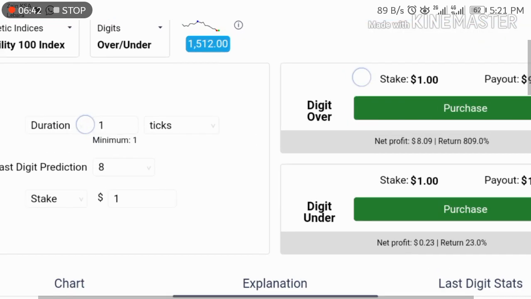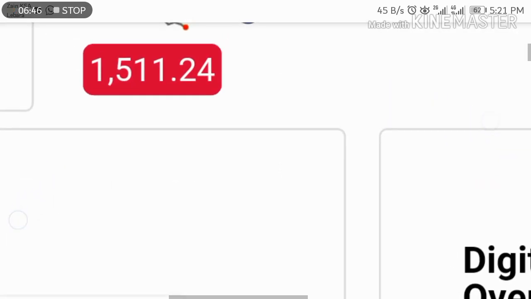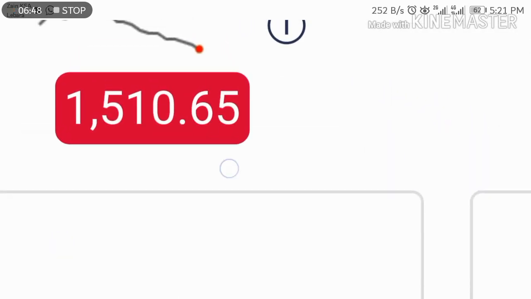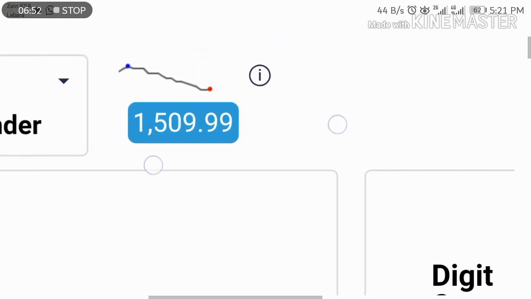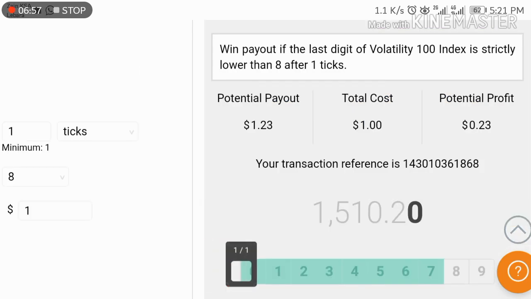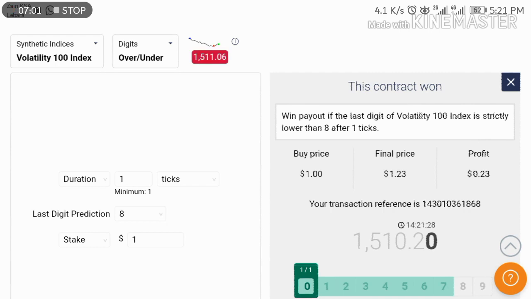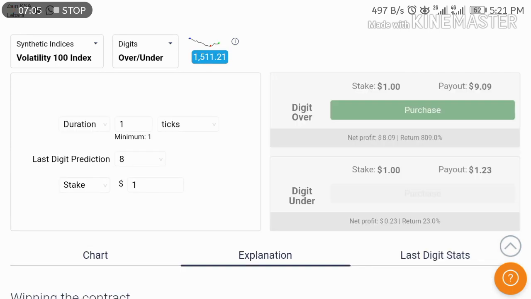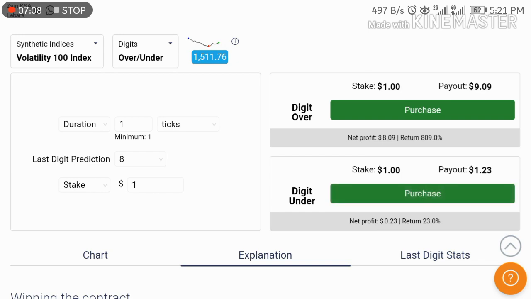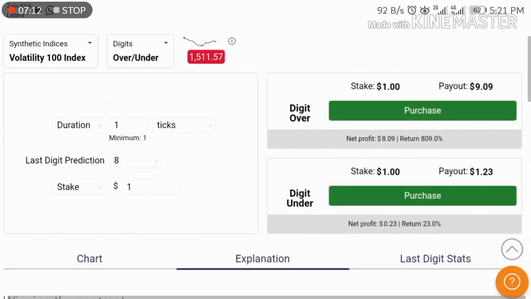Look here, once you see a last digit 9 or 8, you have to put a trade. Look here, 9, and we have purchased our contract, and look, this contract won. Look here, 8. Let's see. One trade we won.